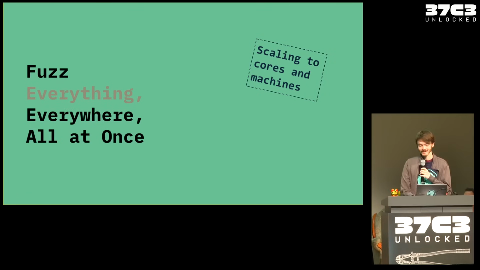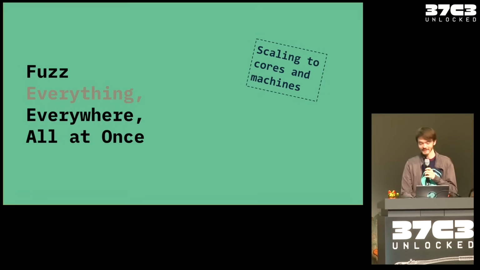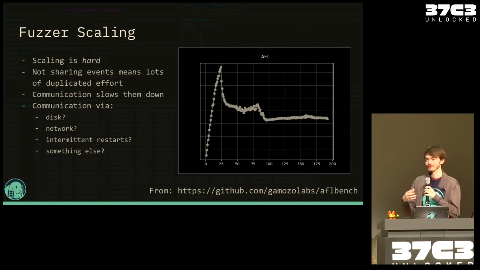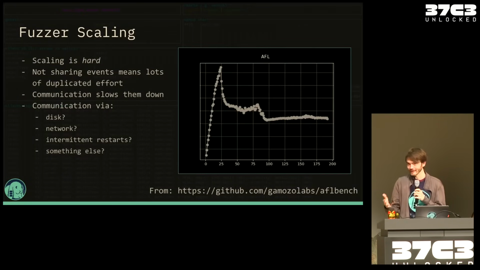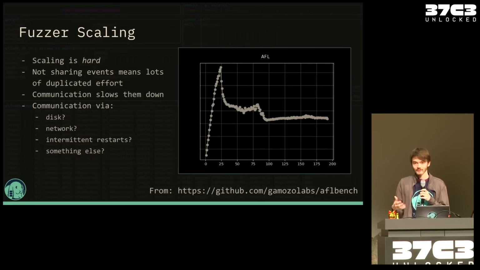So to get started, let's talk about why we need to scale in the first place. So fuzzing on one core is great, but that only allows you to actually utilize one of your cores, right? We have many cores available to us on modern systems, so we would like to use all of them.